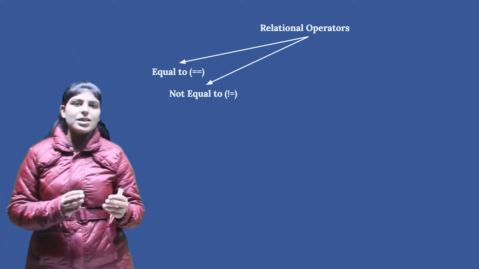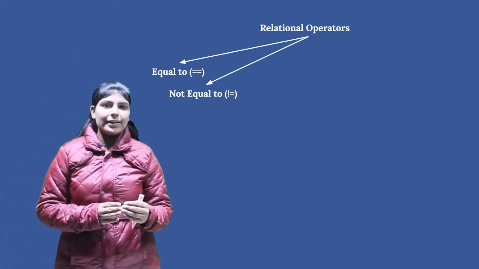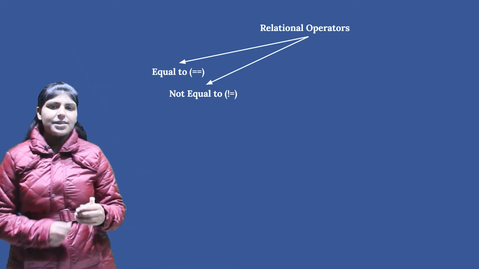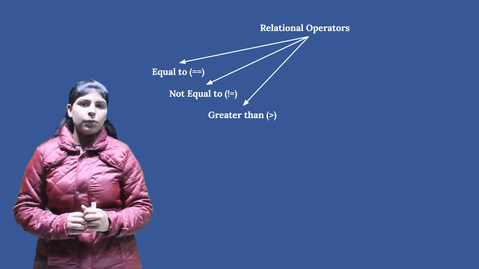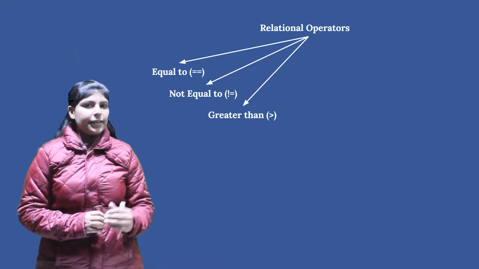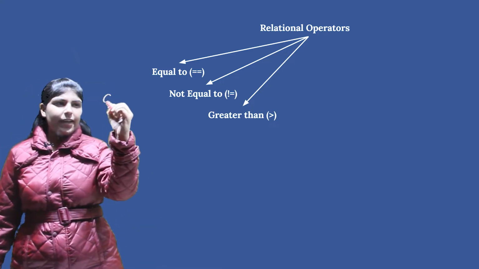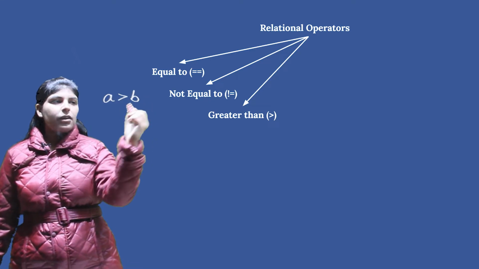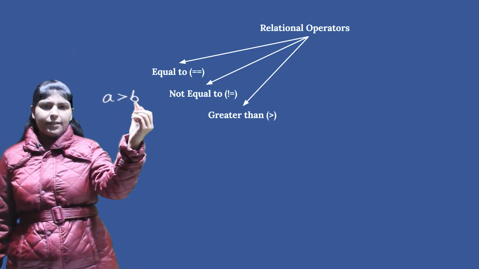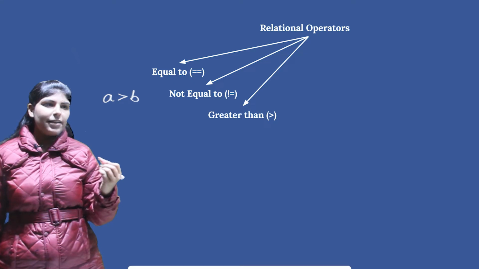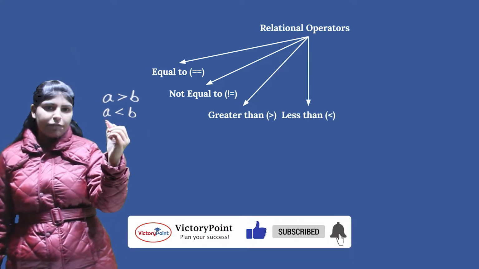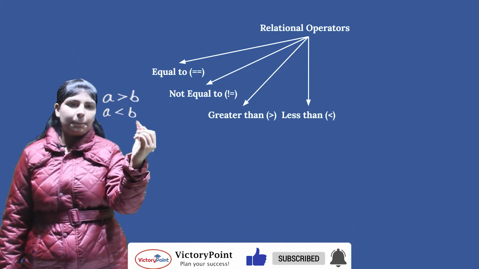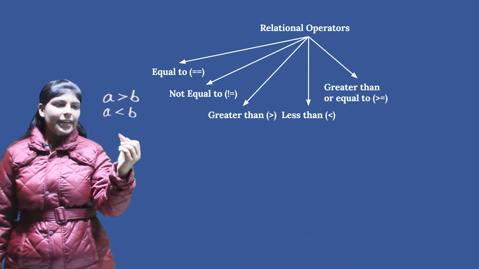Then we have not equal to. It checks if both these values are not equal. In that case it returns true. Otherwise it returns false. Next we have greater than. If the first value is greater than the second value, it returns true. If I have A greater than B, it will return true if this value is greater than the second value. Next I have less than. So A less than B will be true if the value of A is less than the value of B.